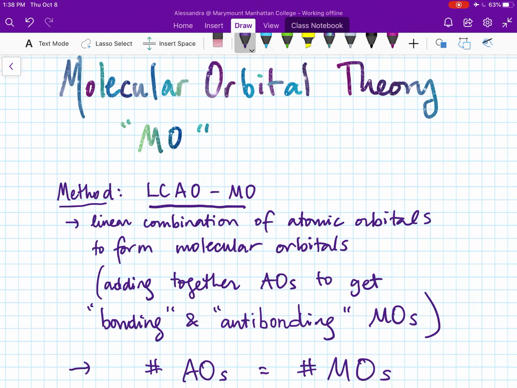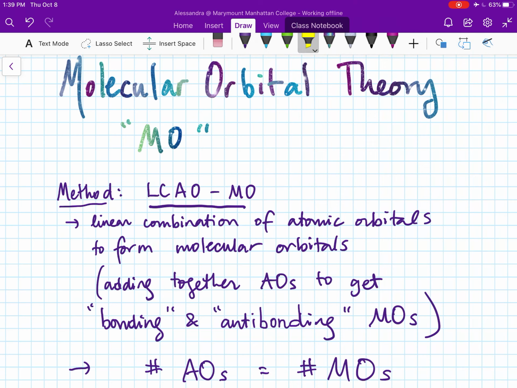All right, so now you need to forget about everything we discussed regarding the localized electron model and orbital hybridization, because we're going to discuss a sort of different theory of covalent bonding, which is called molecular orbital theory, or MO theory for short. This theory relies on a mathematical superposition of atomic orbitals to calculate molecular orbitals.